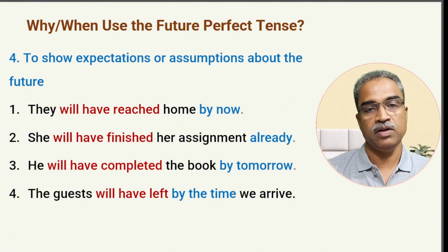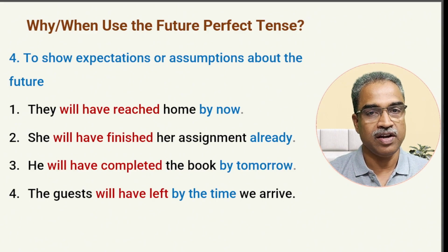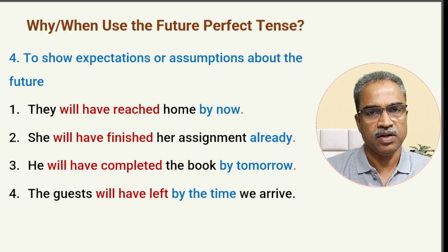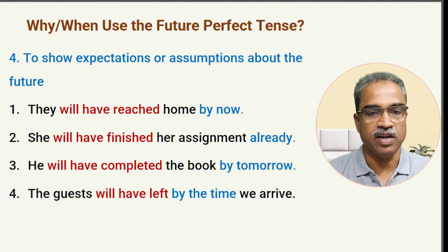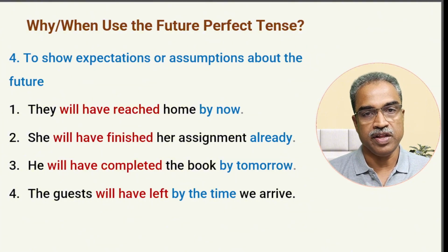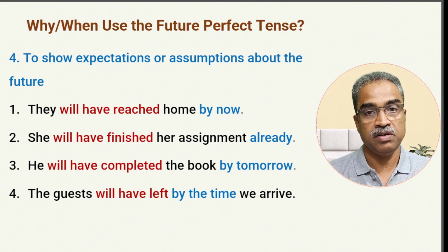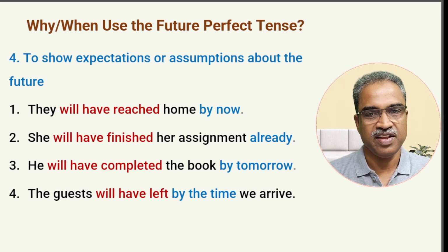So the third and fourth examples are easy to understand. The first and second, you just think about it a little bit, then you will understand the meaning. They will have reached home by now. We assume this one. By now, so we are not 100% sure, but we just expect them to have reached by now. And she will have finished her assignment already. So we are asking somebody, will she be able to join us for the picnic? Because she has a lot of assignments. Then someone says, she will have finished her assignment already. I assume that she will have finished. So there is every chance that she will have finished her assignment.